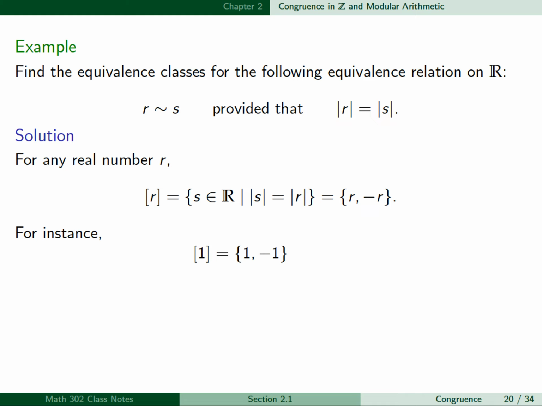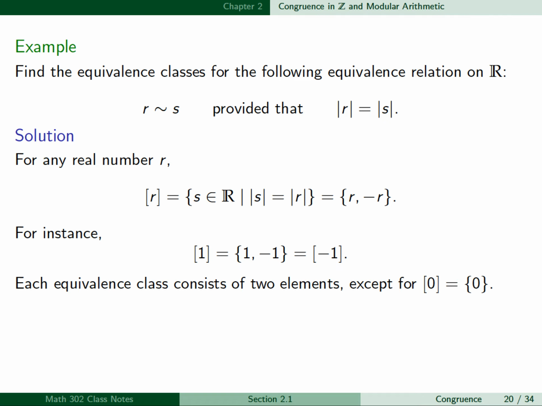For instance, the class of 1 will be the set containing 1 and negative 1. And note this will also equal the class of negative 1. So each equivalence class consists of two elements, except for the class of 0, which will contain only 0, a single element.